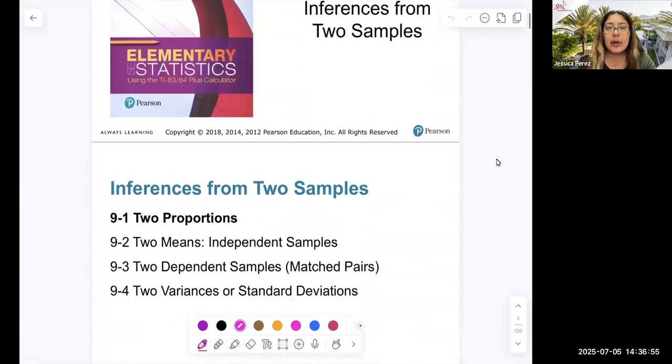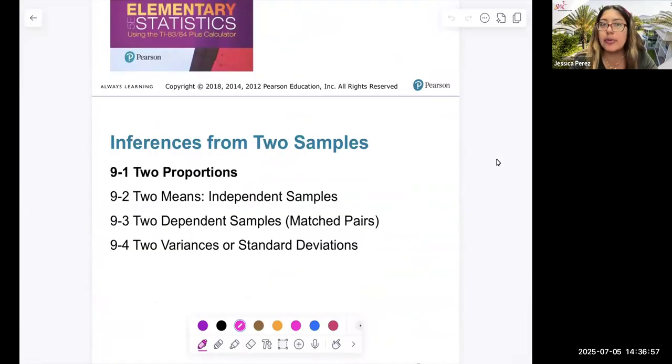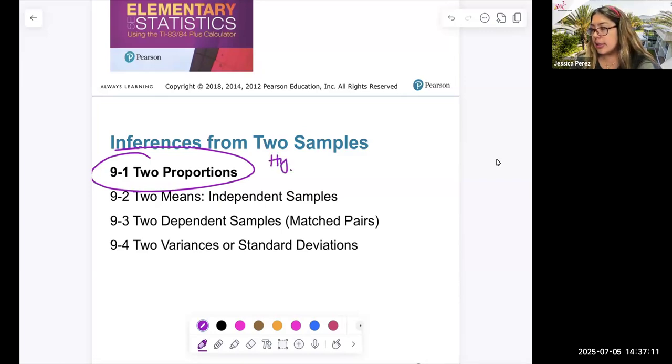In chapter 9, we are going to do inferences from two samples. So now, in section 9.1, we are going to be doing two proportions. So we're going to have hypotheses dealing with P1 hat and P2 hat. So now it's going to be two proportions. 9.2: two means, two dependent samples, and two variances and standard deviations.